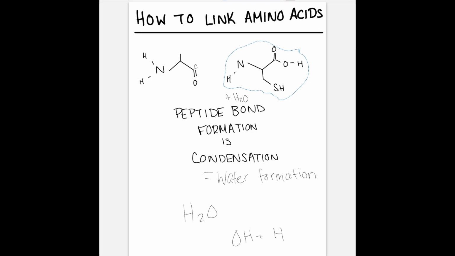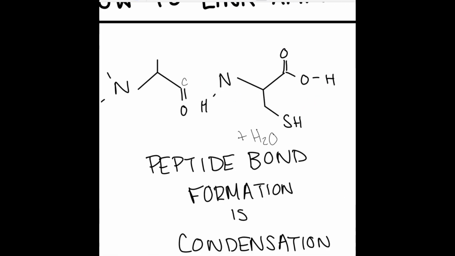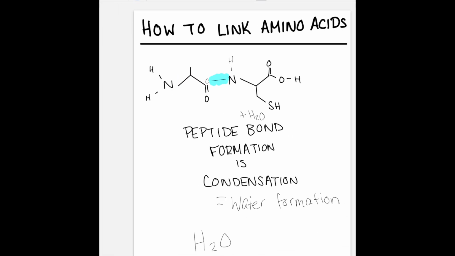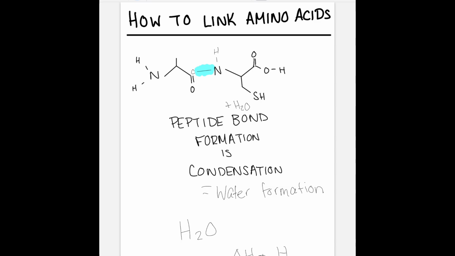I'm going to bring them closer together. This is going to look a little awkward because of the way it's drawn. I'll clean it up in a minute. But we're going to form a bond between that carbon and a nitrogen. This bond right here is the peptide bond. So let me just move some things around just so it's neat and tidy. But here you go. You've just linked your first 2 amino acids together.